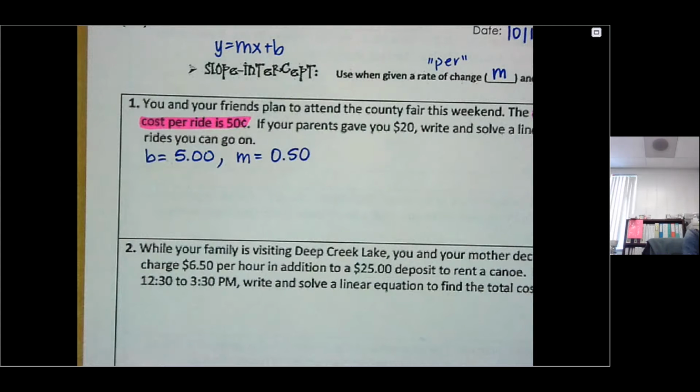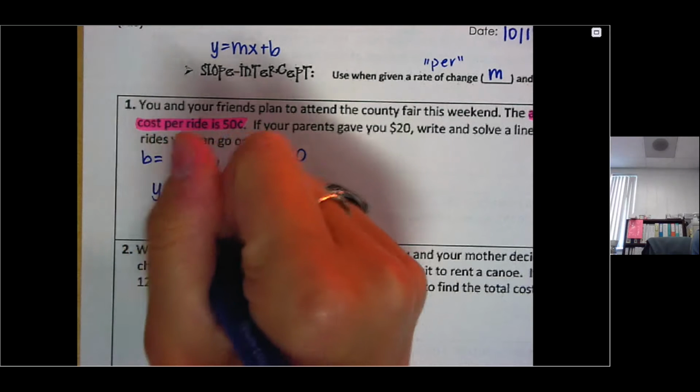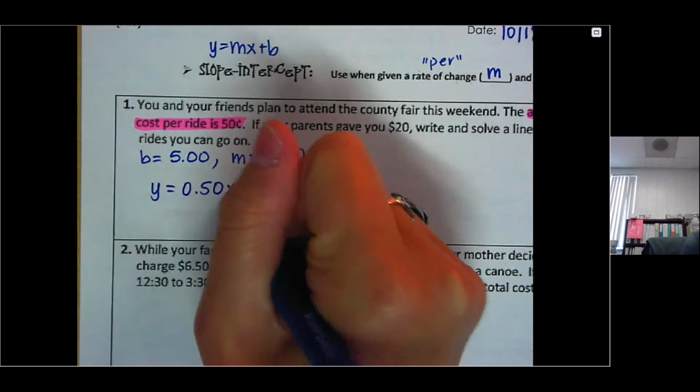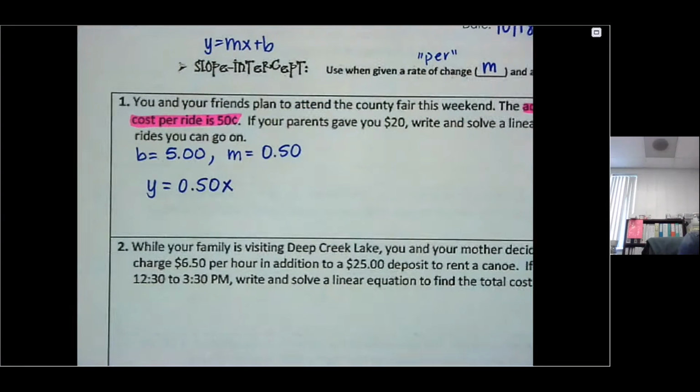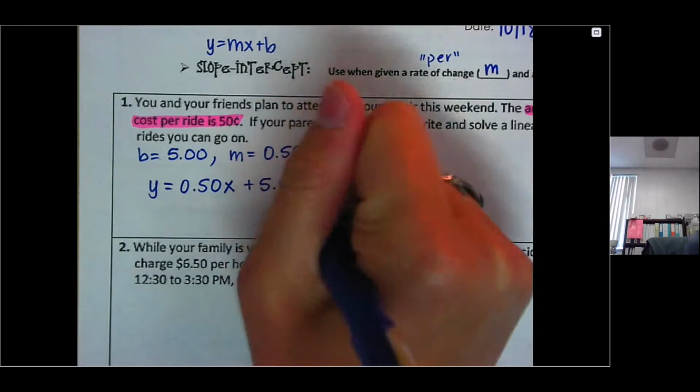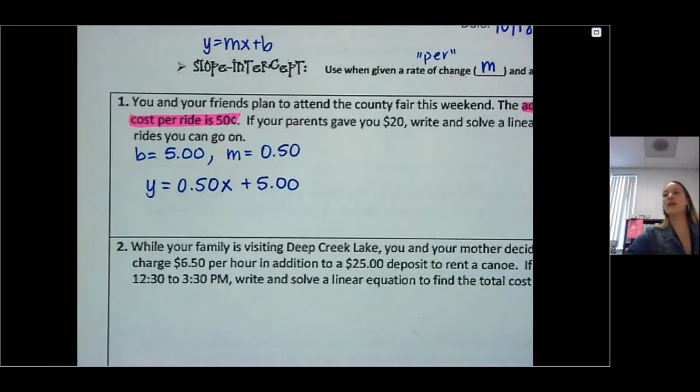Good, so now you've got your one-time fee, you've got your cost per ride, and I'm just going to put them together and write an equation. What does my equation look like for this problem? Y equals 0.50x, yep, plus $5, good. Because it's 50 cents per ride, so X is the number of rides you're going to go on, plus that one-time fee of $5. Good, so now you've got your equation written.